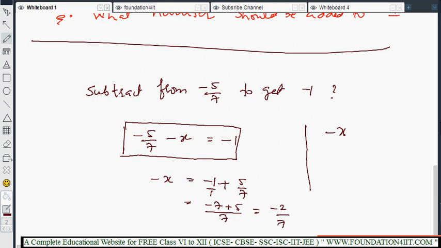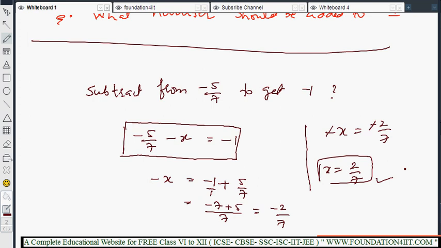So minus x value is minus 2 by 7. So cancel the negative sign on both sides. So x is equal to 2 by 7. So if you subtract 2 by 7 from minus 5 by 7, we'll get minus 1.